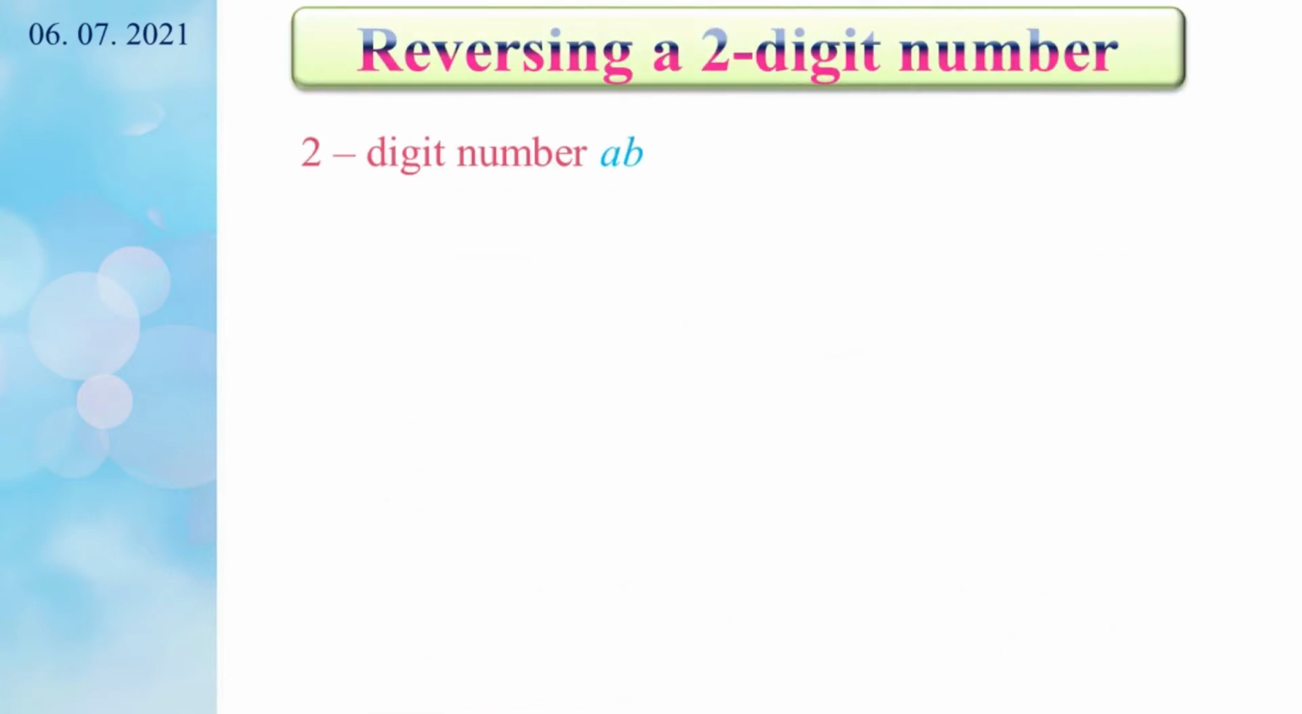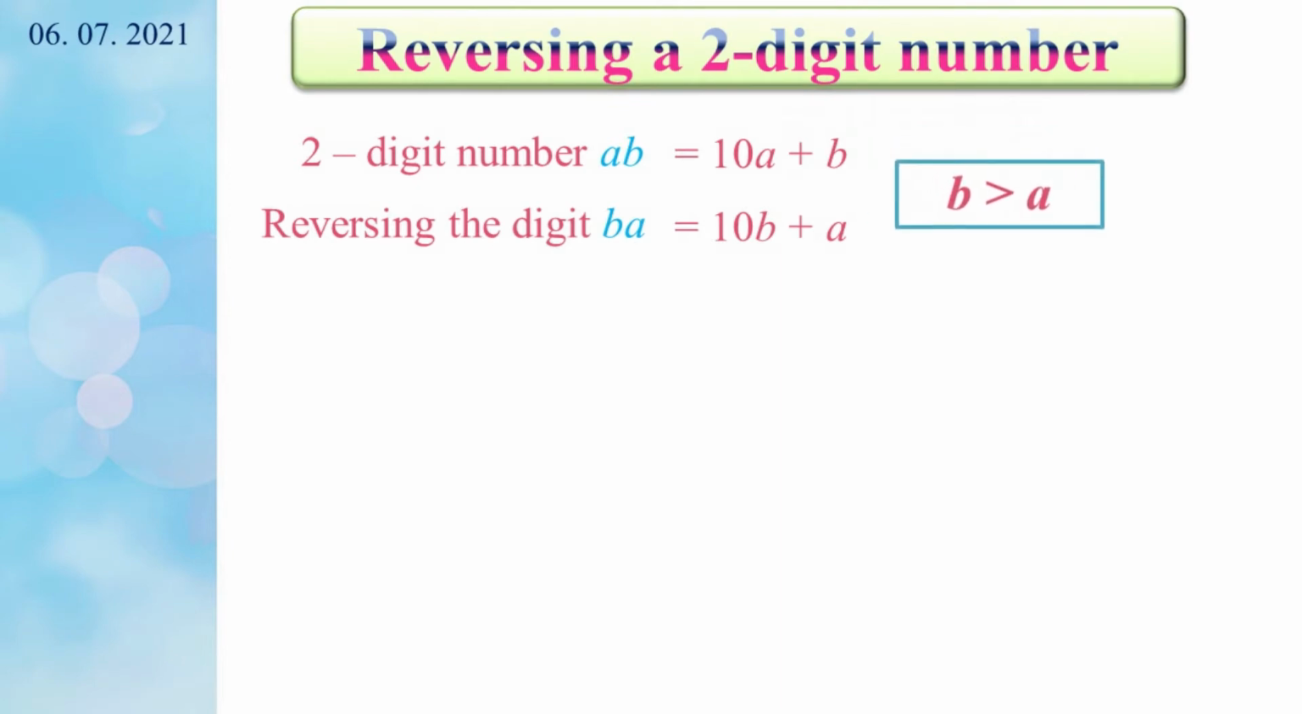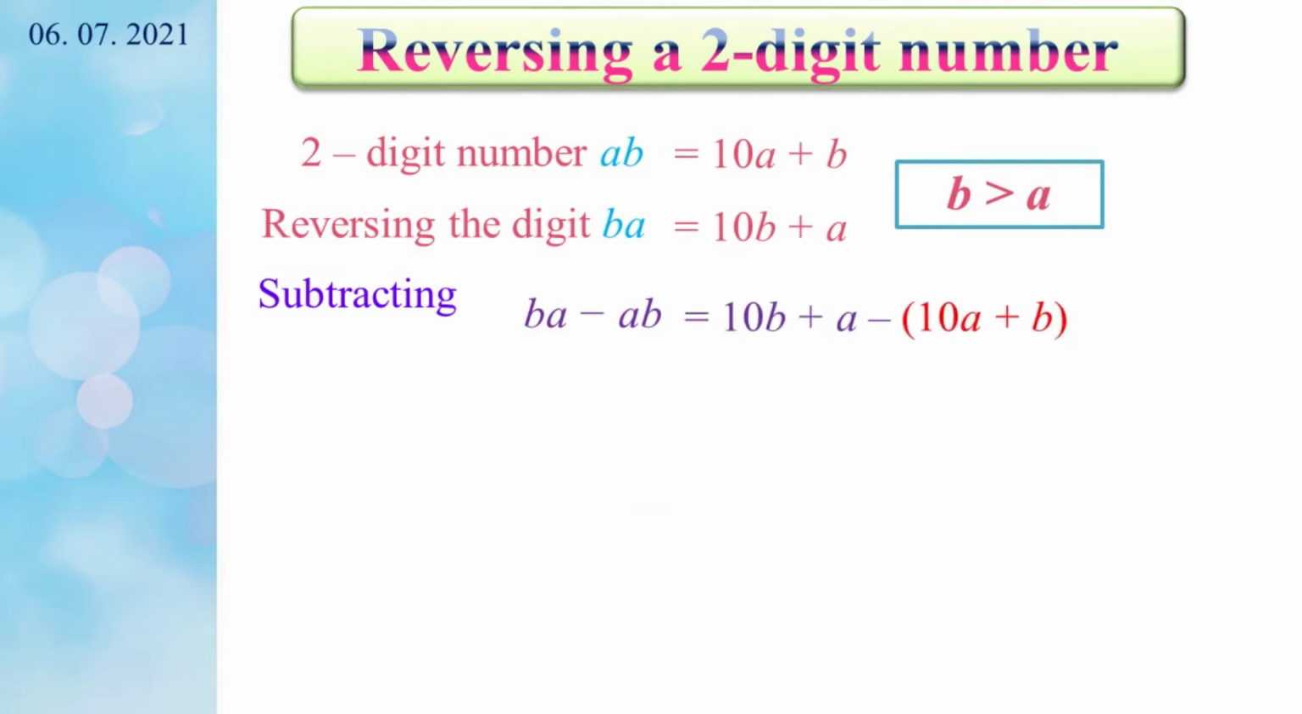Again we consider a two-digit number AB. The expanded form of AB is 10A plus B. Reversing the digits, BA is 10B plus A. If B is greater than A, then the difference between the numbers is BA minus AB, equal to 10B plus A minus (10A plus B) in brackets. Remove the bracket: 10B plus A minus 10A minus B.